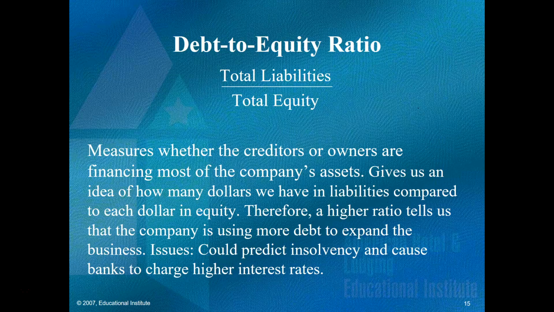Question. Again, this one's going to give you a whole number. So if it gave you a 2, that means there's $2 in liabilities for every dollar in equity. If it gave you 5, it would mean $5 in liabilities to every dollar in equity. Okay.